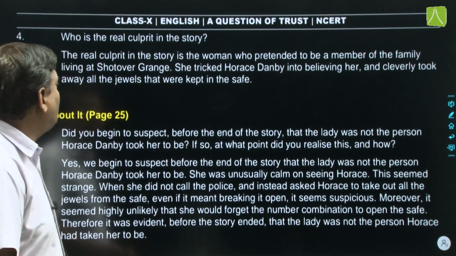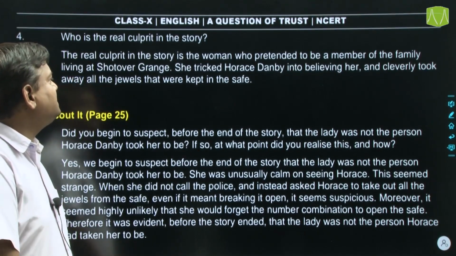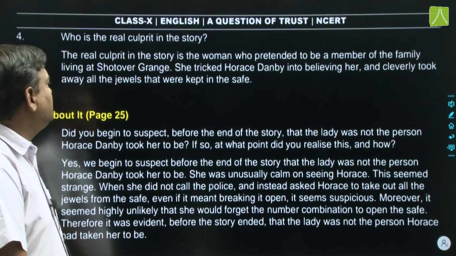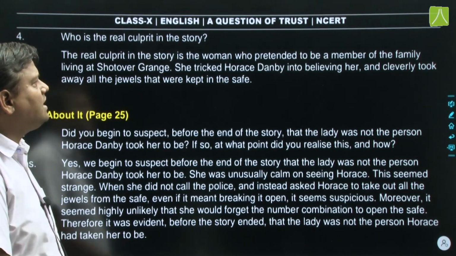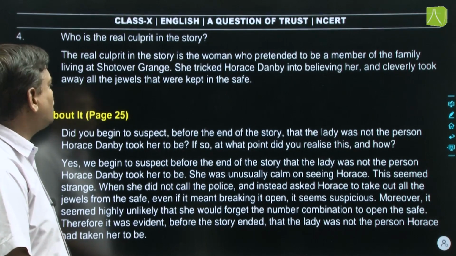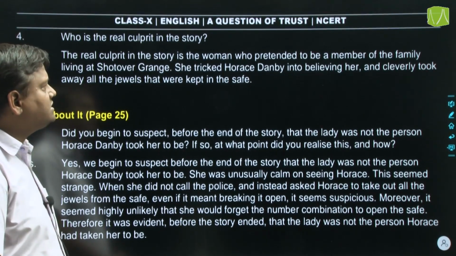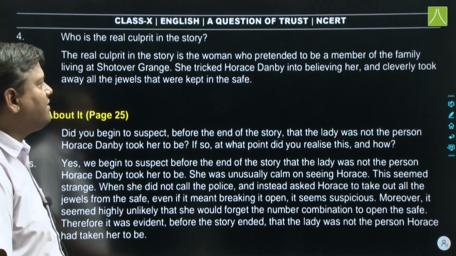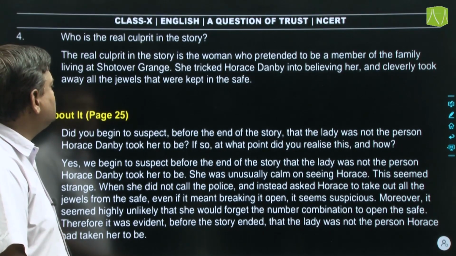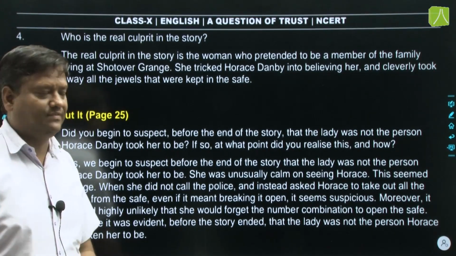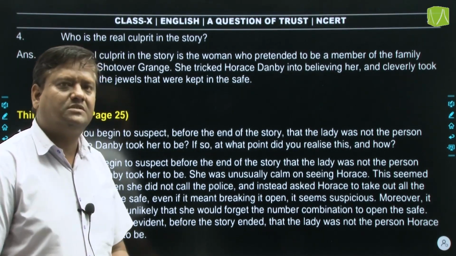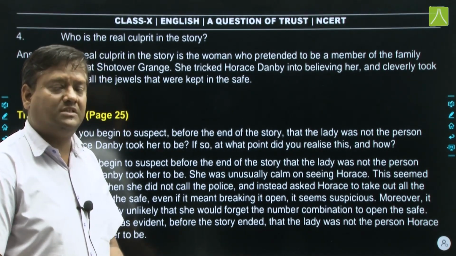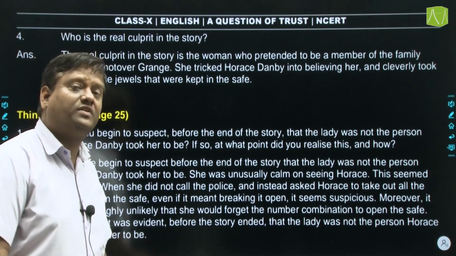Now, question number 4. Who is the real culprit in the story? The real culprit in the story is the woman who pretended to be a member of the family living at Shotover Grange. She tricked Horace Denby into believing her and cleverly took away all the jewels that were kept in the safe. So these were the questions that are asked in the story.